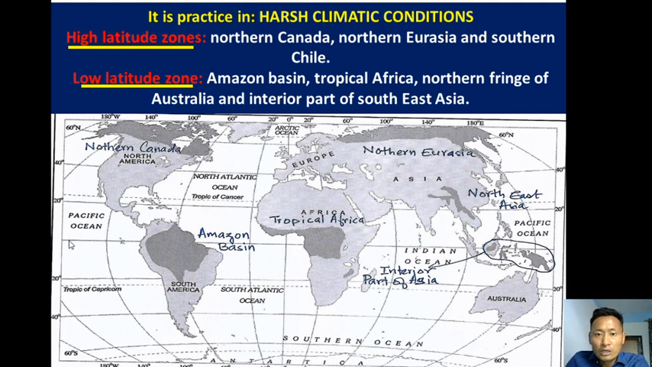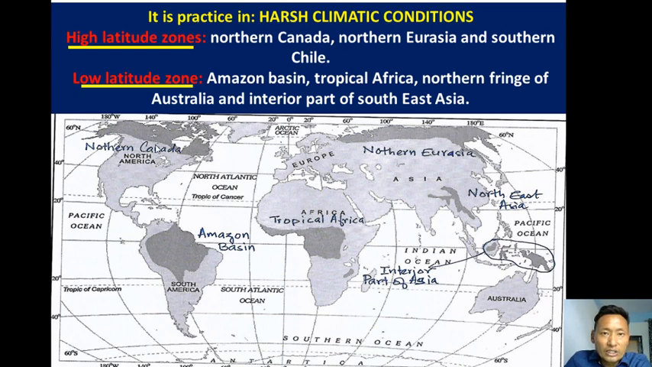Low latitude zones means those areas which are very near to the equator, that means between the Tropic of Cancer and the Tropic of Capricorn. Those regions near the equator experience very hot climate throughout the year because of direct solar rays. Near the north and south poles, which are high latitude zones, because of the inclination of the sun's rays to this region, we have low temperature, very cold zones.